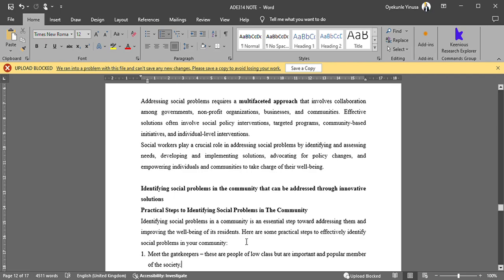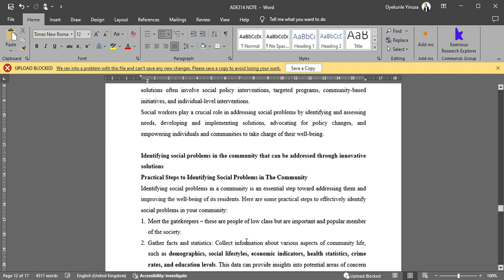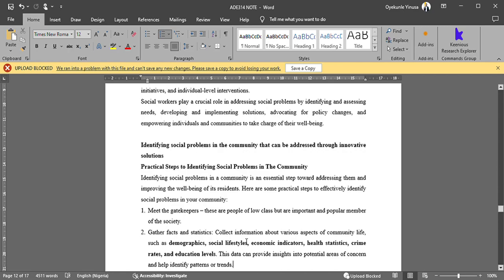What are the practical steps we are talking about here? Number one, if you want to identify social problems in the society as a social worker, here are the practical steps you need to take. First, you need to meet the gatekeepers. And meeting the gatekeepers, you must be able to identify the gatekeepers. How do you identify the gatekeepers?